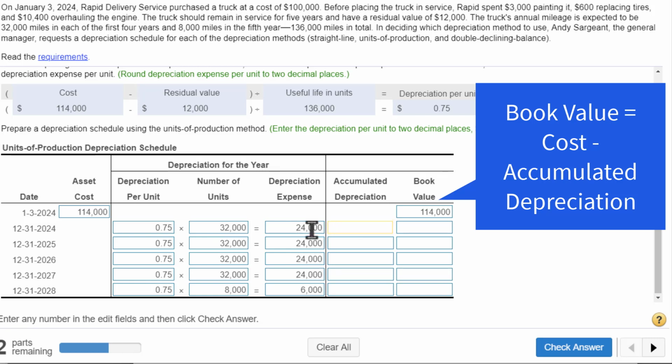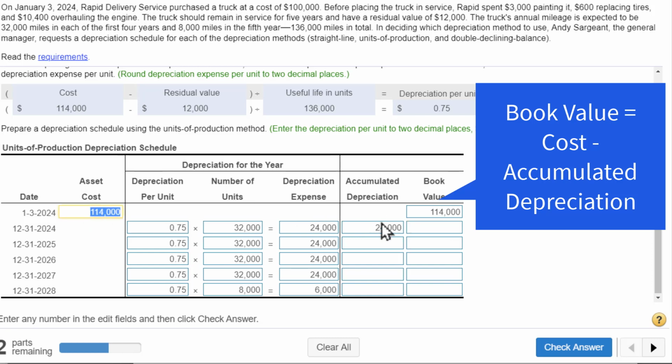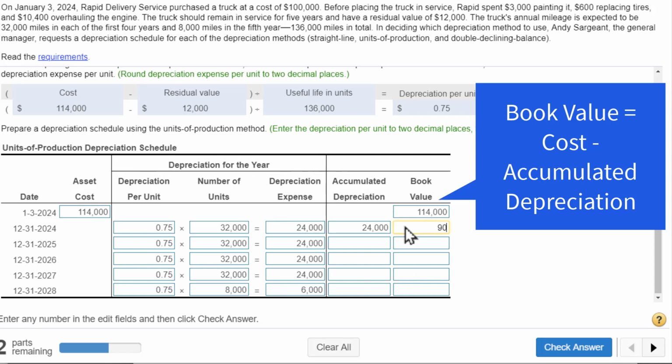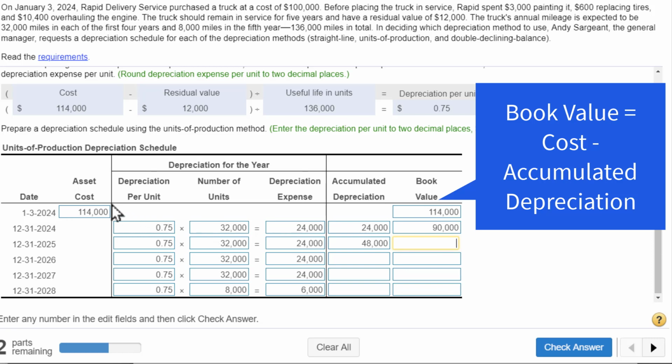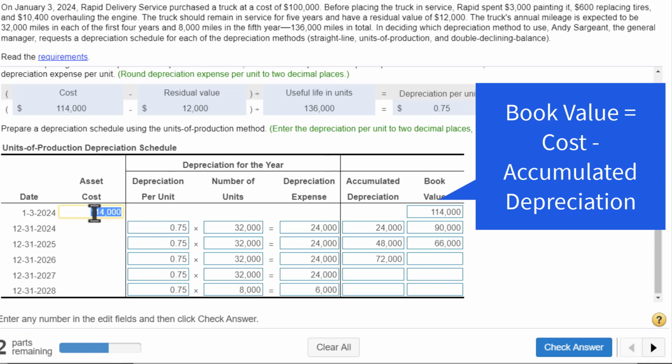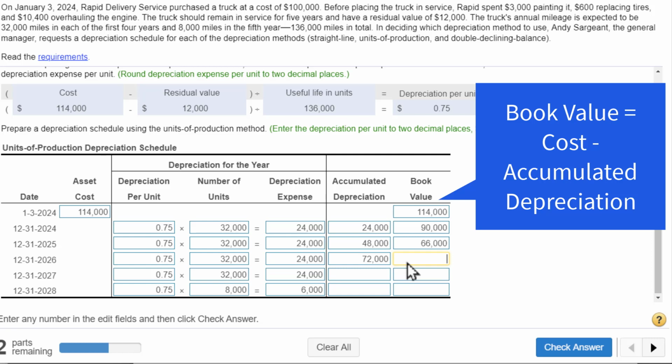Accumulated depreciation. So in the first year, all we got is 24,000. So the book value is the cost, 114,000 minus accumulated depreciation, which gives us 90,000. Next year, depreciation is the prior year plus this year, which gives us 48,000. So the book value is 114,000 minus 48,000, which gives us 66,000. The next year, the accumulated depreciation is the prior year's accumulated plus this year's, which gives us 72,000. Book value in that year, it's the cost minus accumulated depreciation, is 42,000.